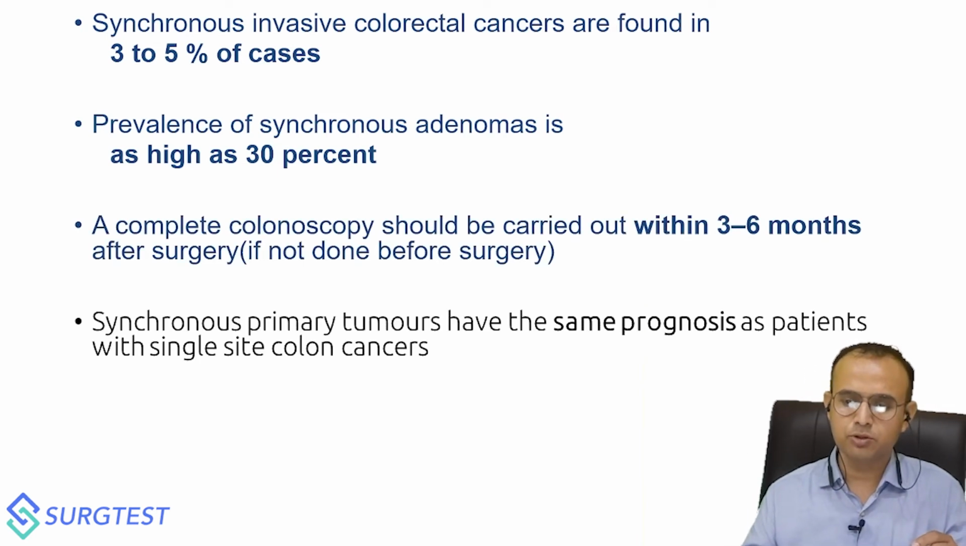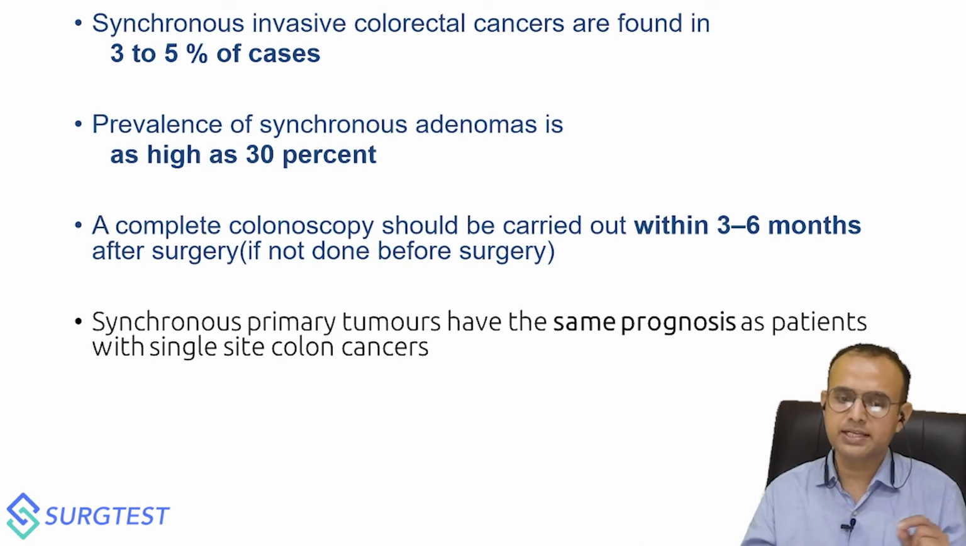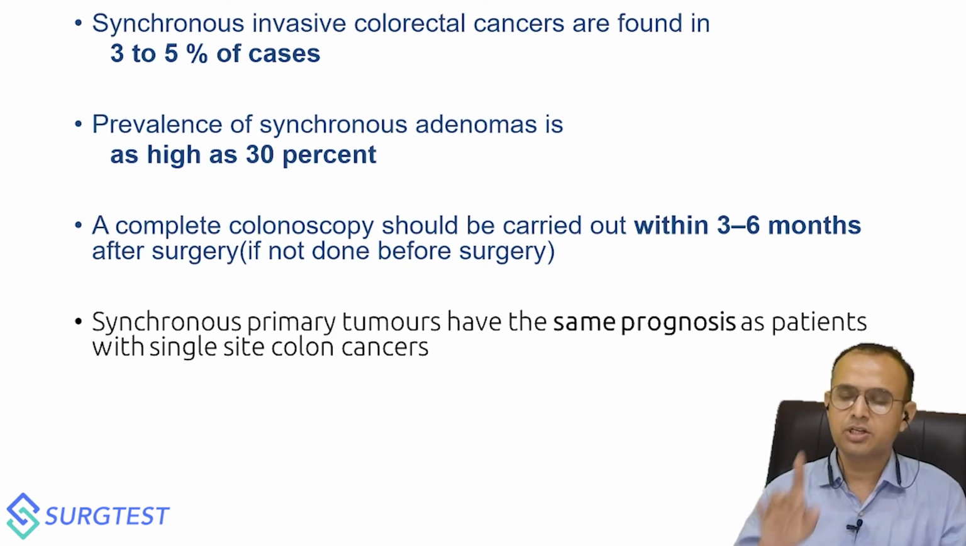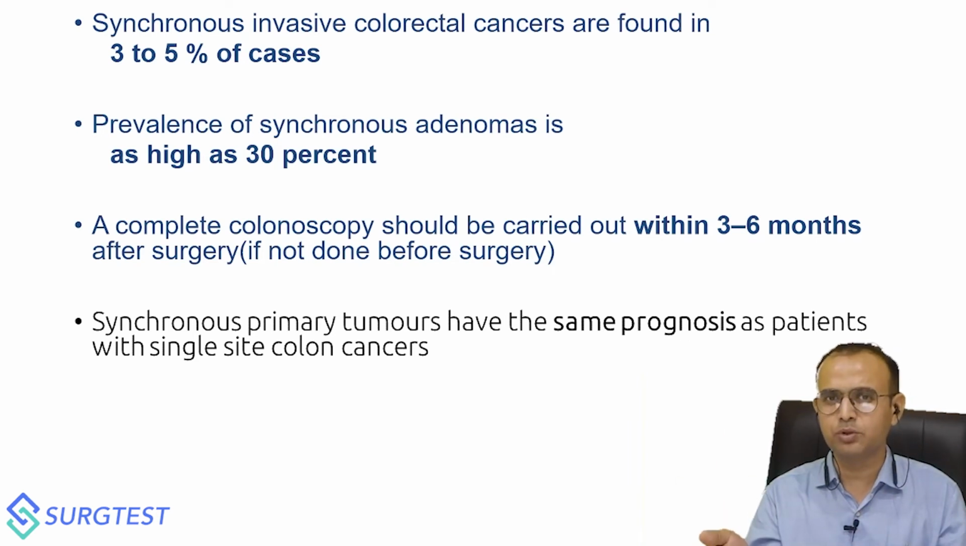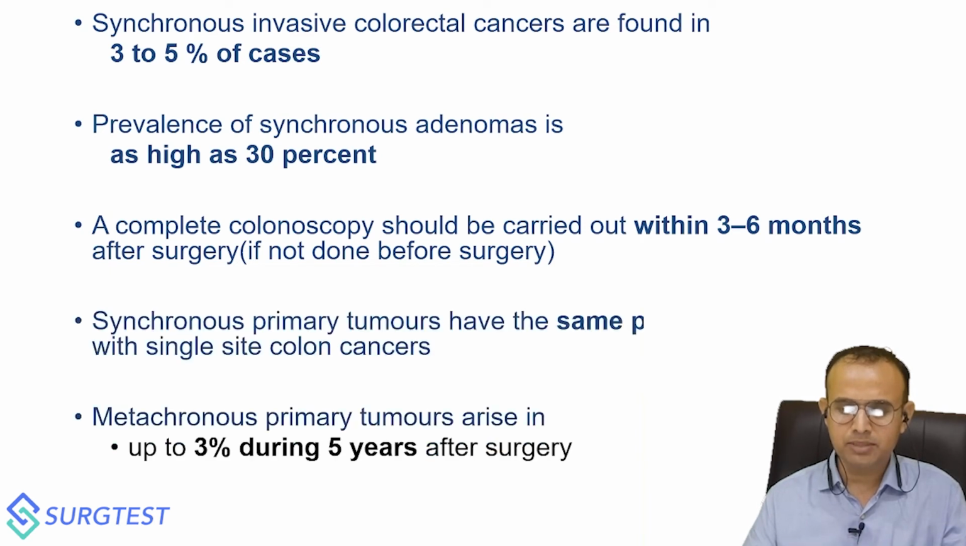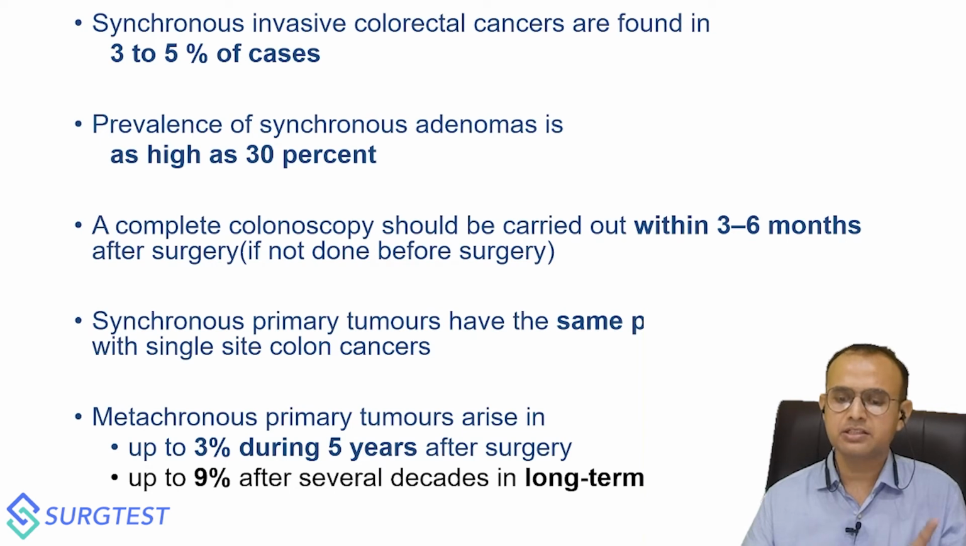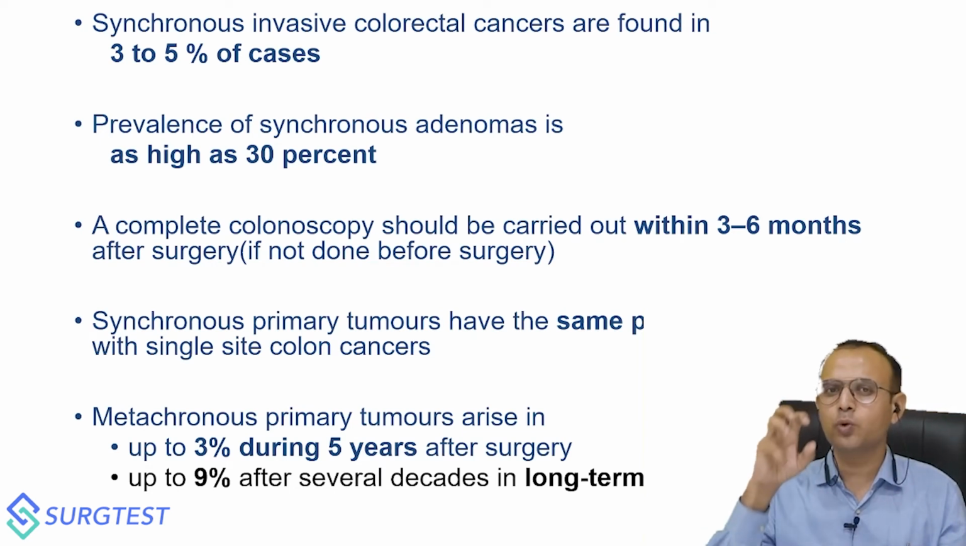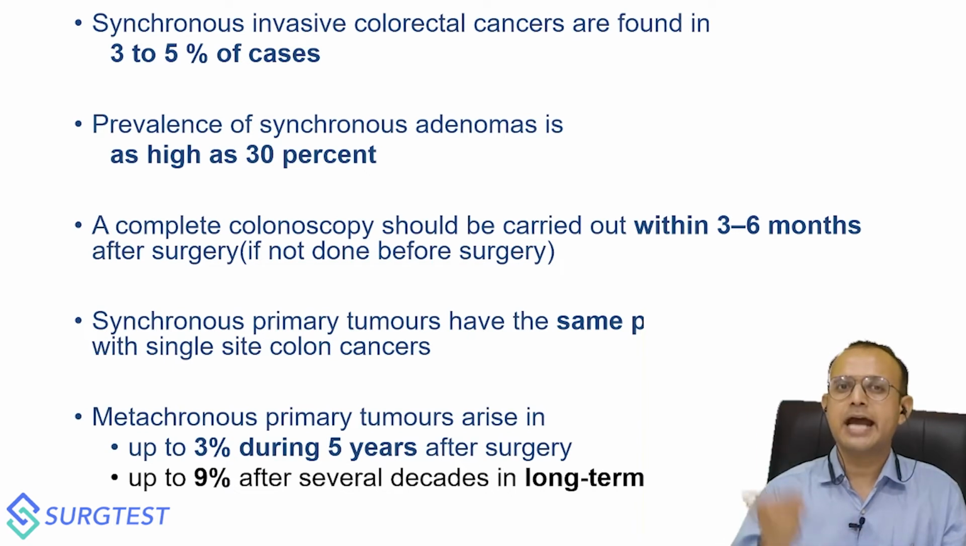Synchronous primary tumors have the same prognosis as a patient with single-site resection. If we have a synchronous malignancy, does this mean it is a very poor tumor? No, it is the same prognosis. Metachronous primary tumor arises in 3% in 5 years and 9% in several decades of long-term survivors. So synchronous colorectal cancers are known. Adenoma is 30%, tumor is 3 to 5%.